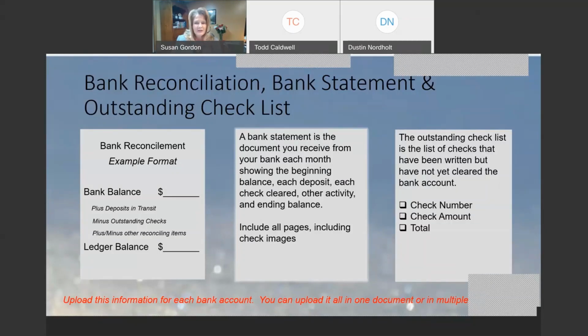And then the outstanding checklist is just a list of checks that have been written but have not yet cleared the bank. And you're going to show your check number, your check amount, and your total there. You do need to upload this information for each bank account. And as I said earlier, you can upload multiple documents if you need to.